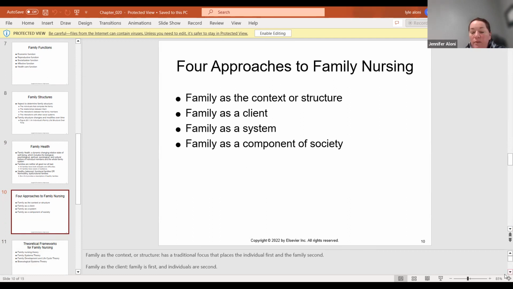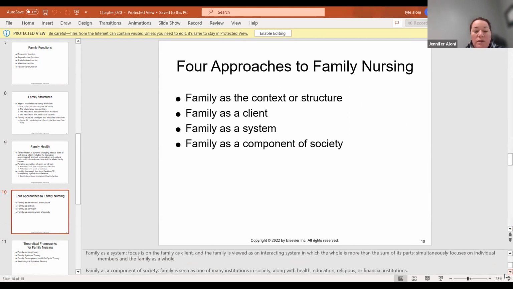Then we have family seen as a system, which focuses on the family as the client, and the family is viewed as interacting with one another. So it's more like individual members in the family as a whole. And then family as a component of society, where we see how families are seen with their institutions, along with health, education, and religion.